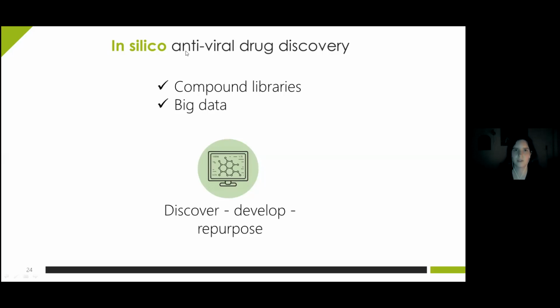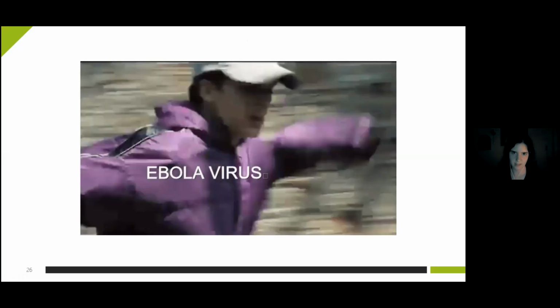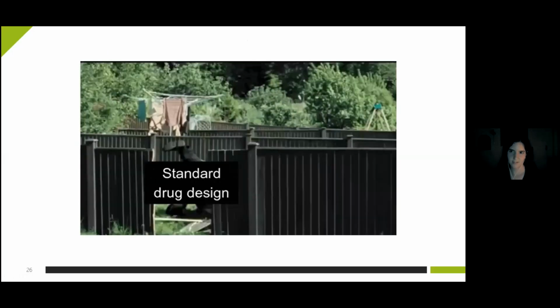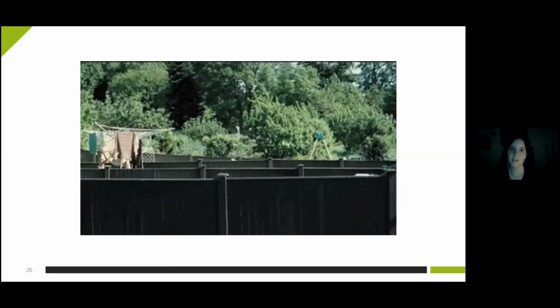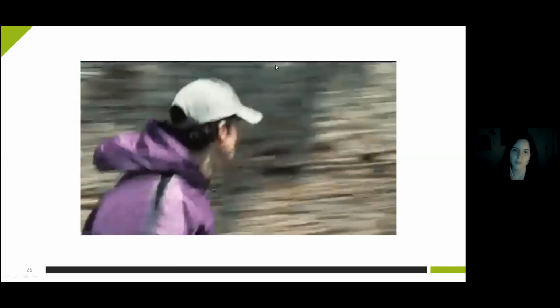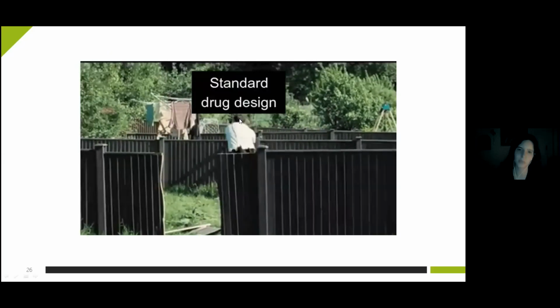So we have the bottom line that, as I'm trying to illustrate in the next GIF, computer-aided drug design against Ebola is summarized like this. We have the standard design and we have computer-aided. So the end goal is the same. We want to jump through the fence, but in one case, the approach is faster and safer, and in the other case, we have all these problems.